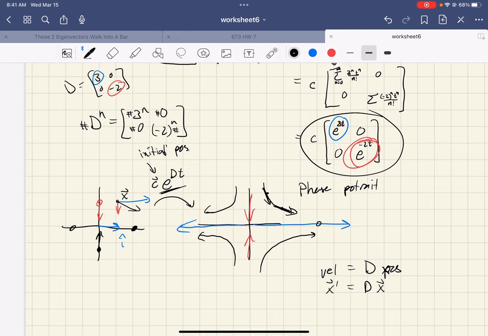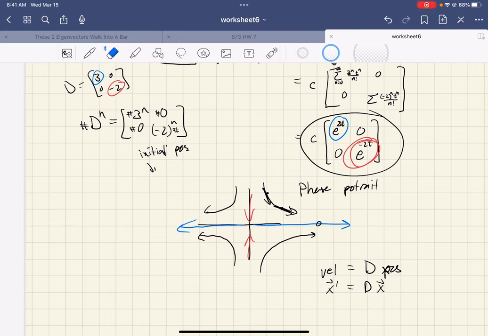Okay. Now, I really should abandon all of this because the goal is to have a phase portrait, and I really could have drawn what I just drew over here.